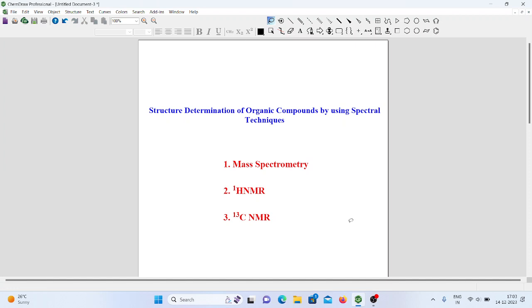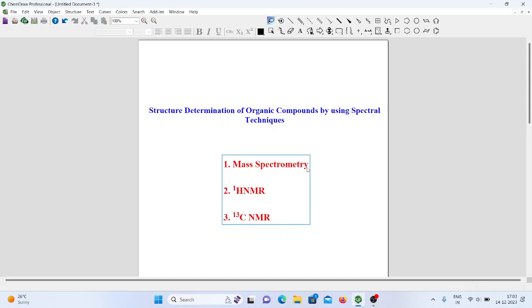Let's see the next part of ChemDraw. In this part, we are going to have a discussion on structure determination of organic compounds by using spectral techniques. We all know that four techniques are generally useful for the structural determination of organic compounds. What are those? UV-visible spectroscopy, IR spectroscopy, NMR spectroscopy, and mass spectrometry. These are the four techniques generally we will be using for the structural determination of organic compounds.